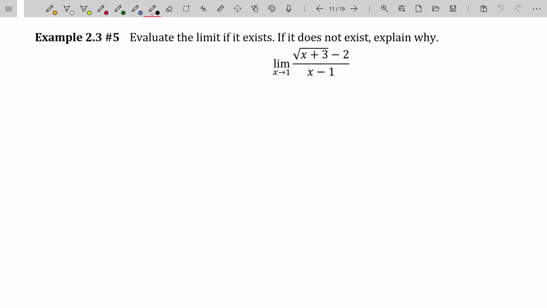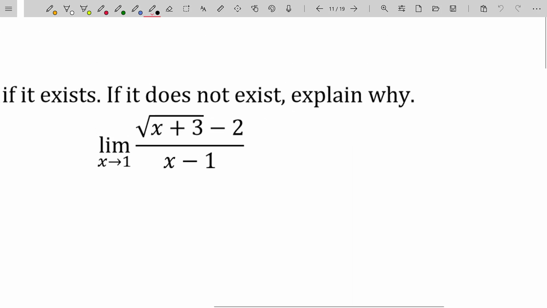The very first thing I'm going to try is direct substitution. Now, I'm not going to write it out. I'm just going to say that as x approaches 1, we know that this denominator approaches 0. So immediately I know, all right, direct substitution is not going to work. I'm going to have to do some algebraic manipulation.